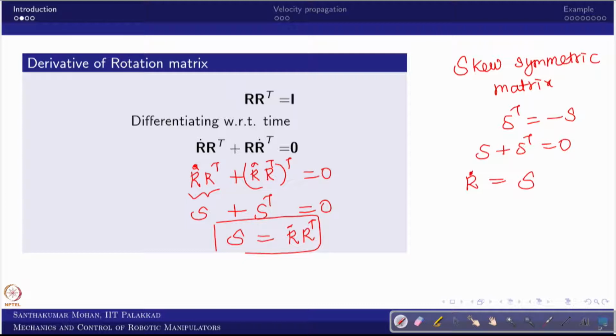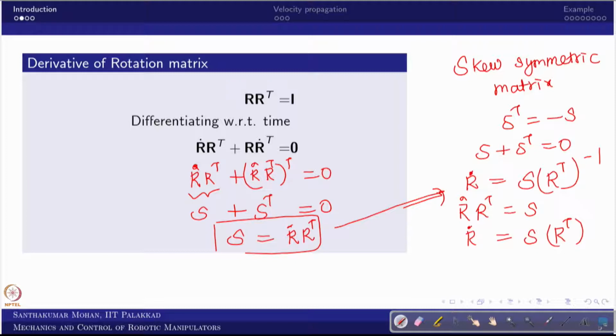So this is pre-multiplied. From this equation I am writing R dot R transpose equal to S, right? Now I am looking at R dot, so I can take S times R transpose inverse, right? But what is R transpose inverse? That is nothing but R only. So this can be written as this, okay.